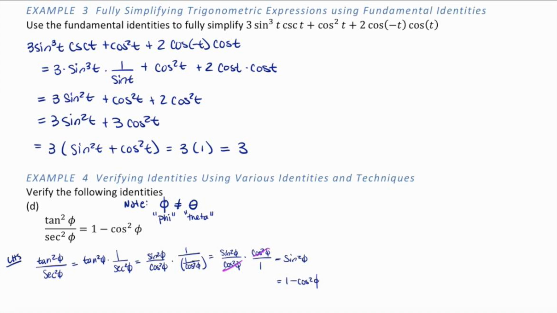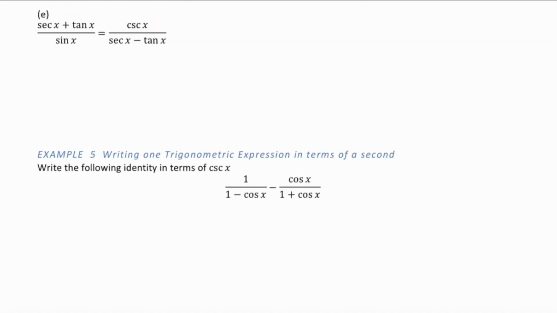Let's turn to the last page of this section. Part E, secant x plus tangent x divided by sine x equals cosecant x divided by secant x minus tangent x. Let's verify this. And I've been working with the left-hand side a lot. So for this one, I'm going to start with the right-hand side. In this case, both sides have ample opportunity for simplification, so you could choose either.